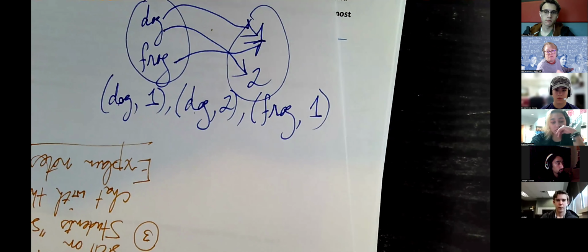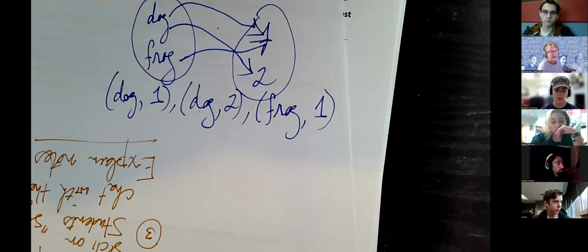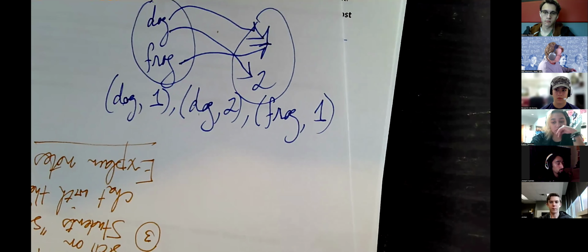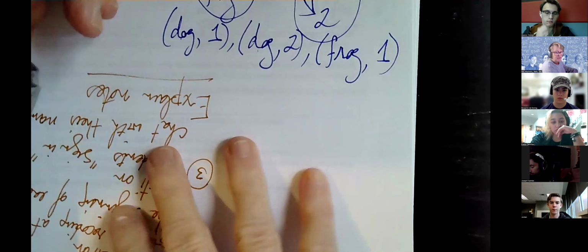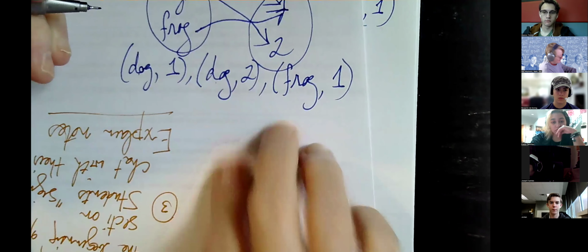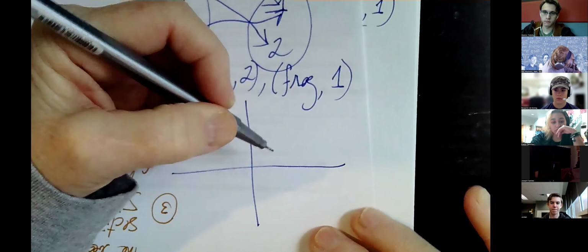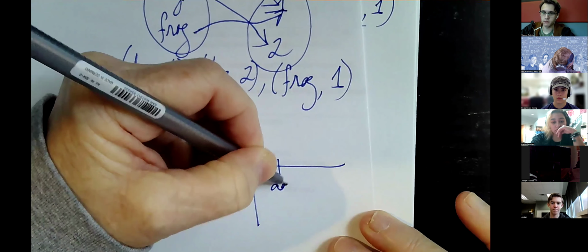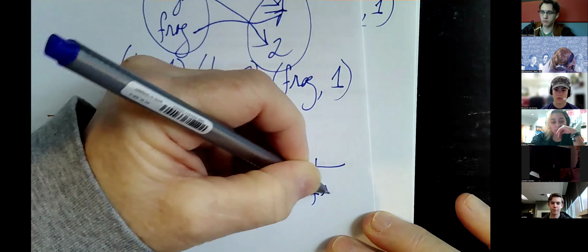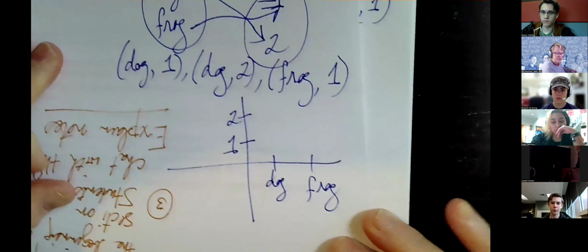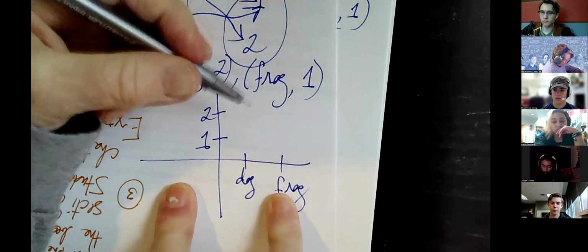We're not getting many answers for a question. And there's a way that we can look at images. So let's see. Here's dog and frog, and we've got the numbers 1 and 2.